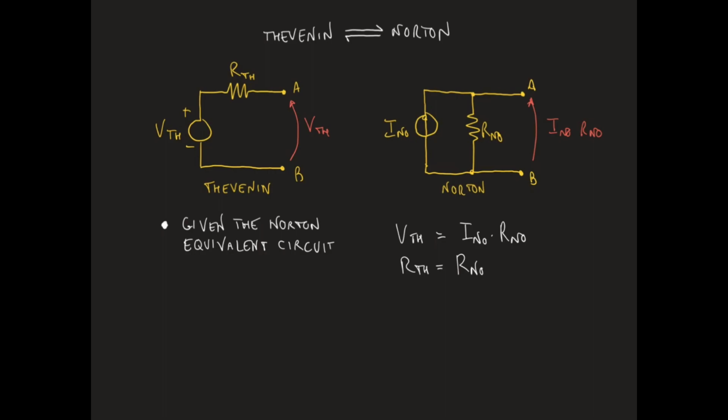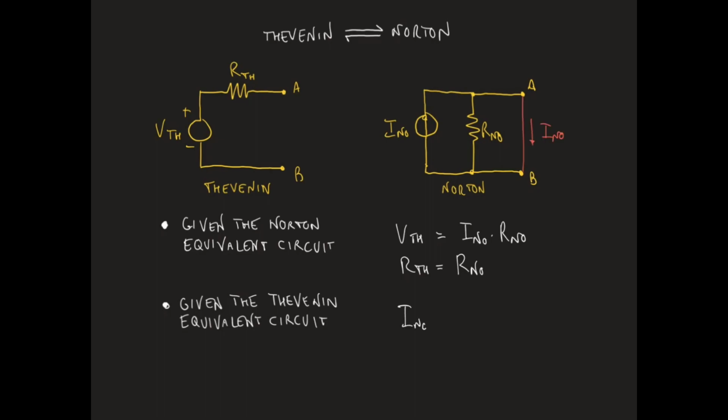If instead the Thevenin equivalent circuit is known, then by making the short circuit current equal in the two circuits, we get that the Norton current I_NO is equal to V_TH over R_TH, while the Norton resistance R_NO will be equal to the Thevenin resistance.